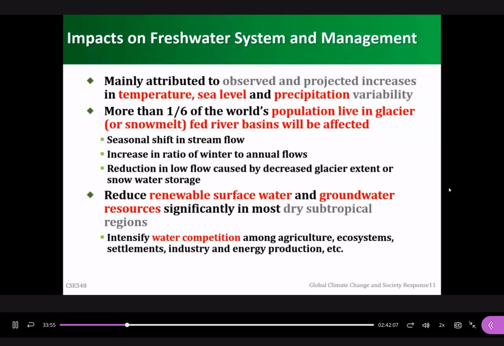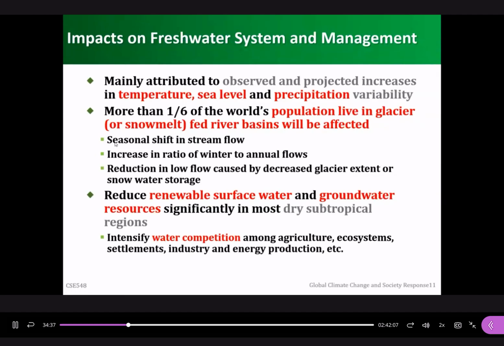And then more than one sixth of the world's population live in glacier-fed river basins. Because the big cities are in general located near the rivers, the precipitation change will affect the runoff of the rivers. So sometimes it may flood the city, or it can cause drought, and because of the drought there will not be enough water for the city use. So it can be affected by the seasonal shift in stream flow.